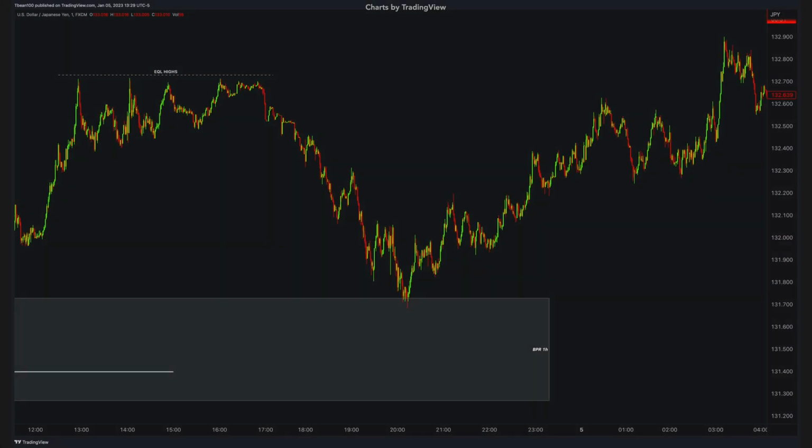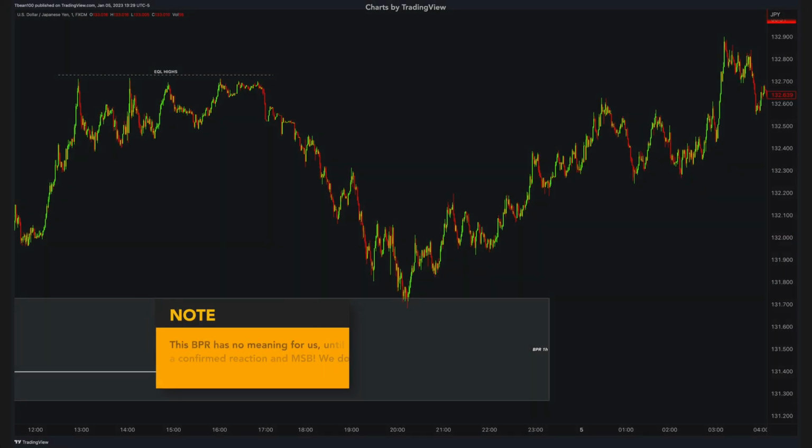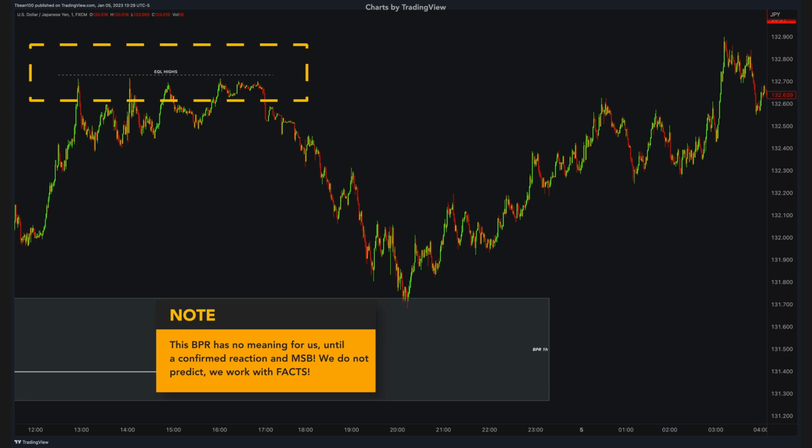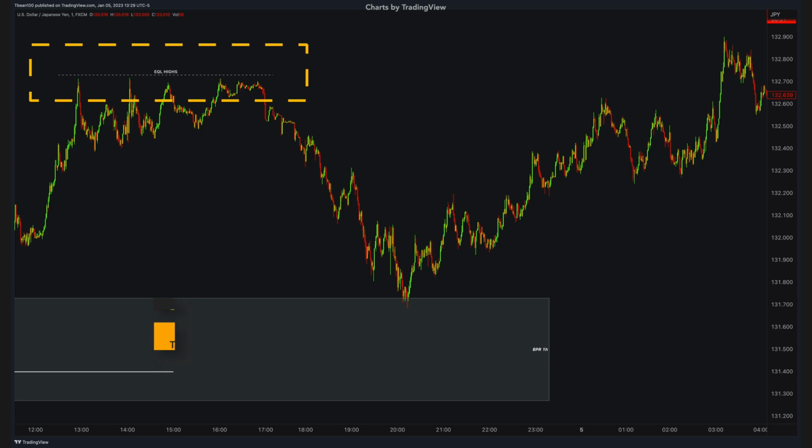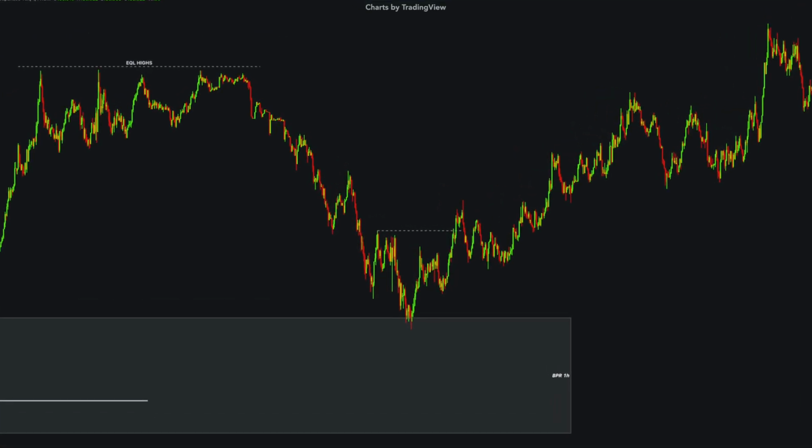Now, the price reacts to the 1-hour BPR, as you can see, but it is not confirmed yet. We only confirm it with a market structure shift. But what I have here is a very obvious equal highs, the strongest target that we can ever have. You can see that the market structure break happens right at this point. Again, now we have facts. We work with facts, as you remember.